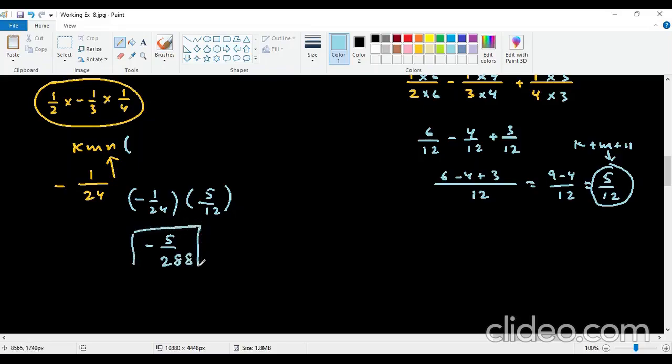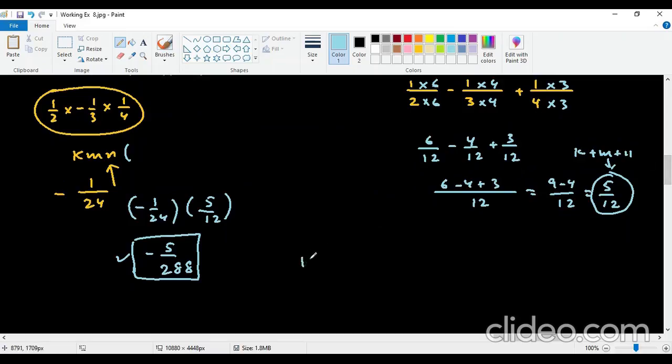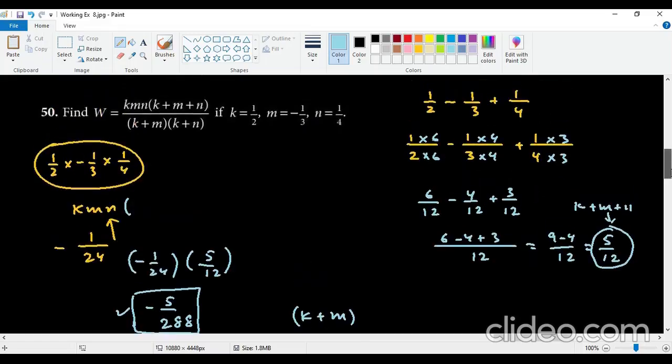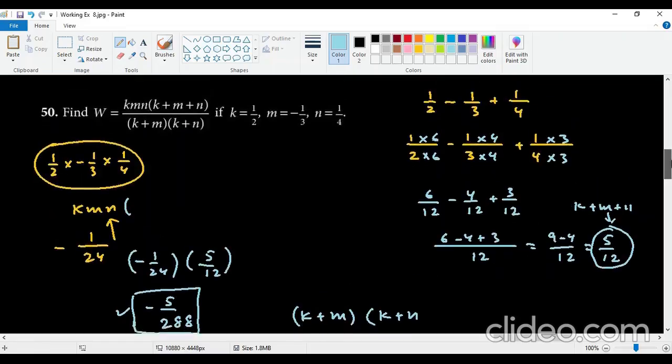Now keep this in mind. This is the numerator of the question given. This is the value of kmn multiplied by k plus m plus n. And this is the numerator part. Now I'm going for the denominator part. Now the denominator is the value of k plus m and the value of k plus n. Now I'll be adding these two.